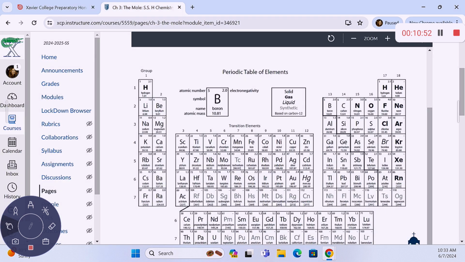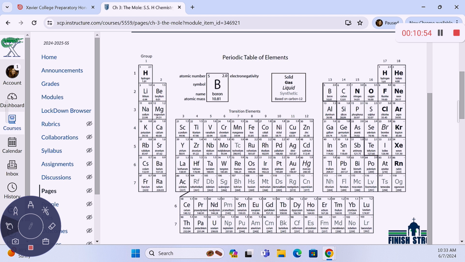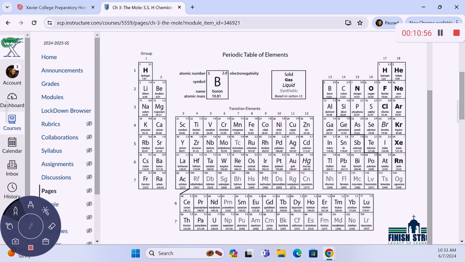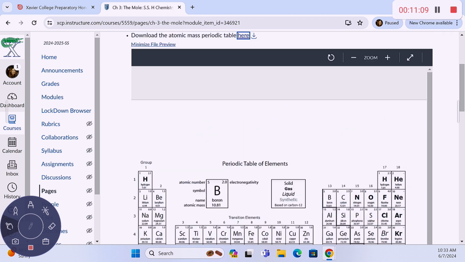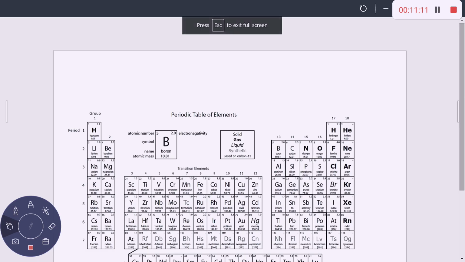So let's come back to this periodic table. And let's do some of the basics first. So let's say, let me make this bigger. Do I have that option? Maybe. Yes, I do. Okay.